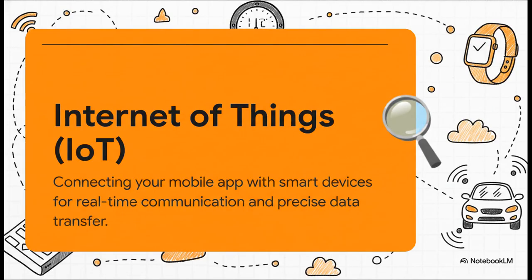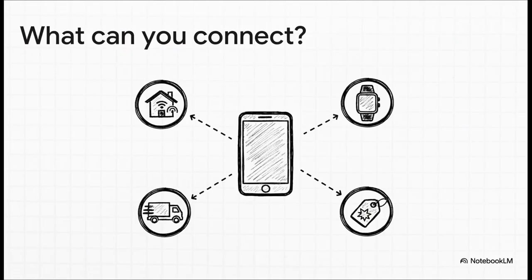And finally, let's talk about the Internet of Things, or IoT. This is where your app literally jumps out of the phone and starts interacting with the physical world. It's the bridge connecting your software to actual hardware, like your smartwatch, your smart thermostat at home, or even your car. Just imagine it for a second.